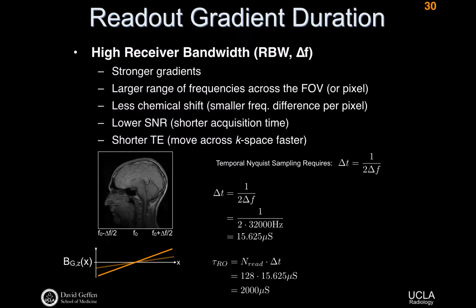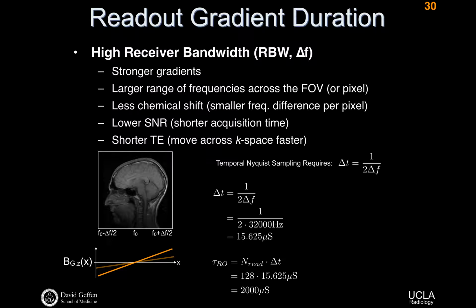And so the time for the readout plateau duration is the number of readout points that you're going to acquire in your matrix, times the delta t for every point that you're acquiring. So if you have 128 points, this will be about 2,000 microseconds, which is only about 2 milliseconds. So it'll take you about 2 milliseconds to do the actual data acquisition part of your experiment.